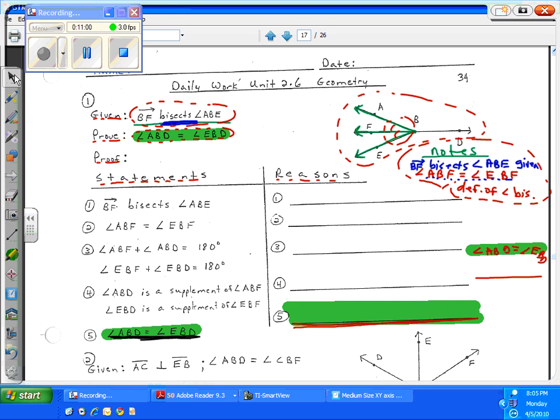So we've got angle bisector gives us equal angles. We've got perpendicular lines give us equal adjacent angles. We've got vertical angles are equal, so there's another one. We've got addition property of equality, subtraction property of equality. Remember all those? Addition, subtraction, multiplication, division, substitution, transitive property. And then we have what we learned today: supplements of equal angles are equal, and complements of equal angles are equal.